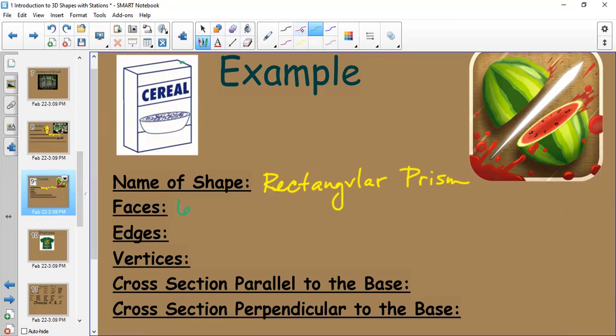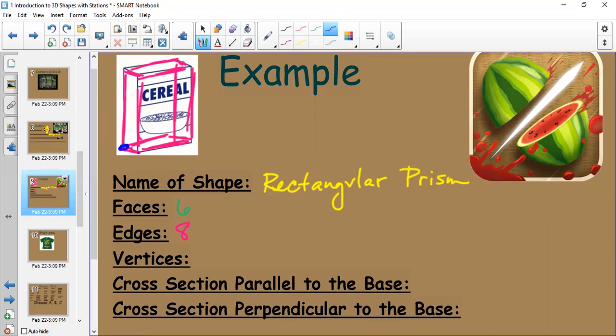All right, edges. It's a little bit harder for a lot of people to see. Edges, remember, the straight lines. So I have 4 running straight up and down. There's 1 in the back there. I have 4 on the top. I have 4 on the bottom of the box. So 4 plus 4 plus 4, I have 8 edges.